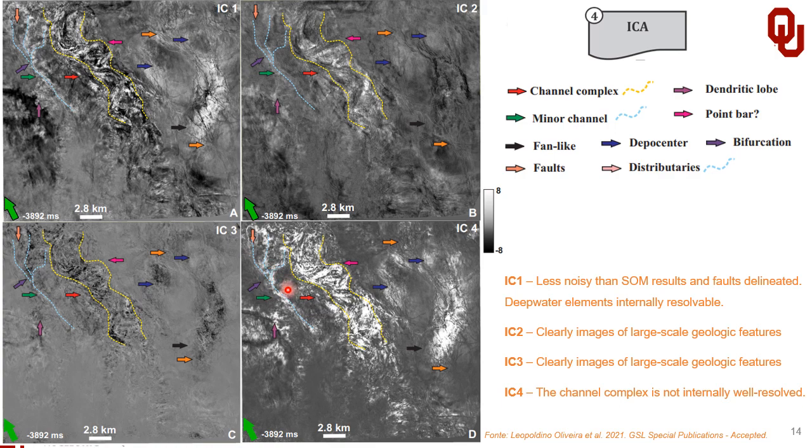and faults. However, the channel complex is not internally well resolved as it has poor internal delineation when compared with the ICA1, ICA2, and ICA3. It's because of that we chose the ICA1, ICA2, and ICA3 to visualize these results. Use the primary red, green, and blue colors.